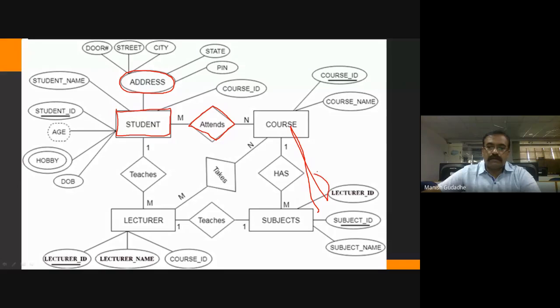Whereas course is connected to student and subject. Course is also connected to all the three. Student is connected to course and lecturer only. It is not connected to subject, but it is getting that connection through course. If he is taking this course, he is going to learn those subjects. So a student attends a course. Course has subject. That is why the student learns this subject.